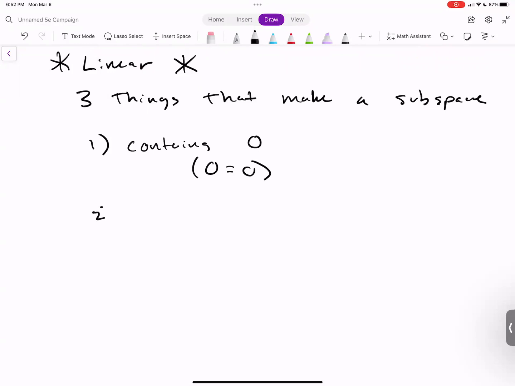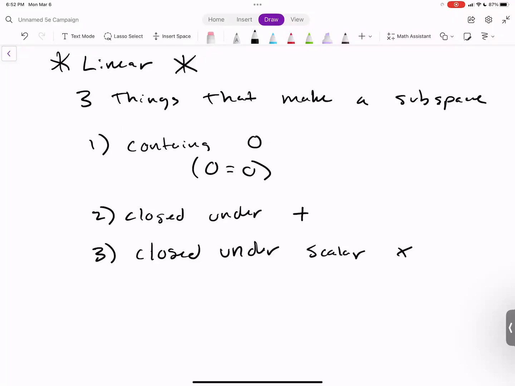The next two go hand in hand. Number two is closed under addition. Number three is closed under scalar multiplication. A scalar means we're multiplying by a number. We're not multiplying by variables, we're not squaring, we're not doing logarithms or anything like that. It's like multiplying by 4, or 10, or negative pi. Any combination of these is totally fine within subspaces. That's the whole idea: we do these three things and we stay in that space.